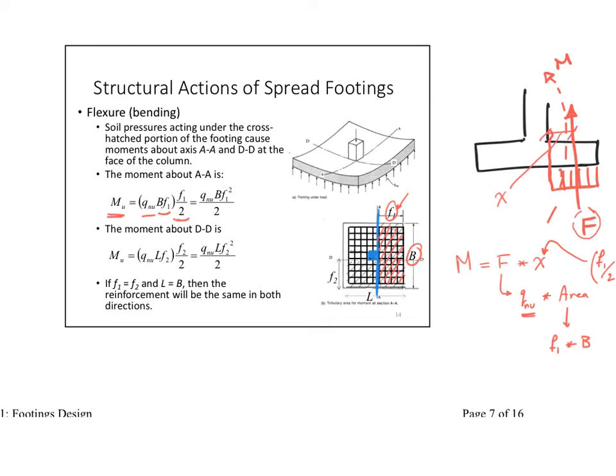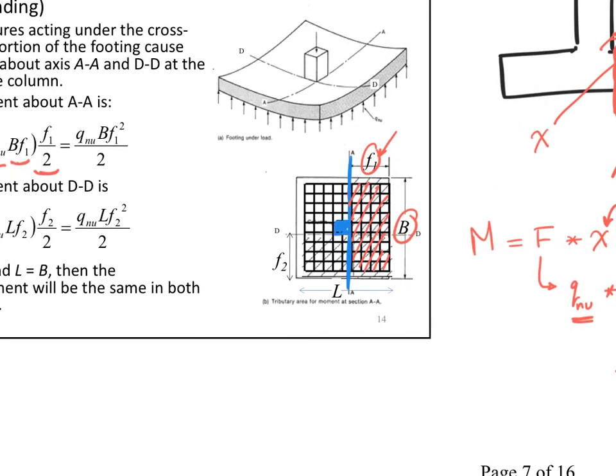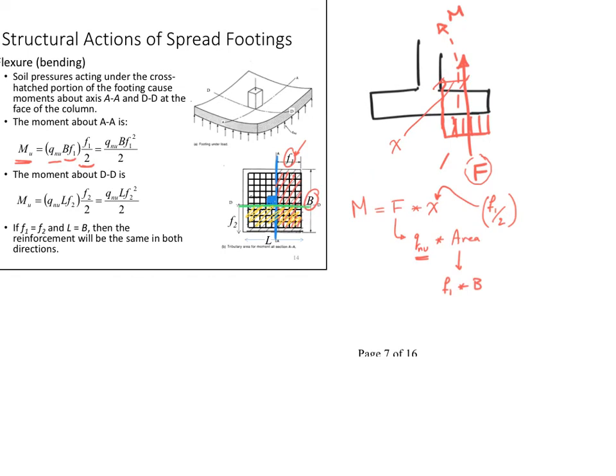And then if I look at the other side, I'm going to do it in green. My critical section becomes here, and the area, I'll make it in yellow, will be this area. So everything applies to the other direction. Now I was able to get MU. I can get MU1 and MU2, which are in the two directions, X and Y. I want to compare this to phi Mn. Which section am I going to be looking at? I'm going to be looking at a section that looks like this. If I'm cutting here, you see this blue section? Just make it in blue.